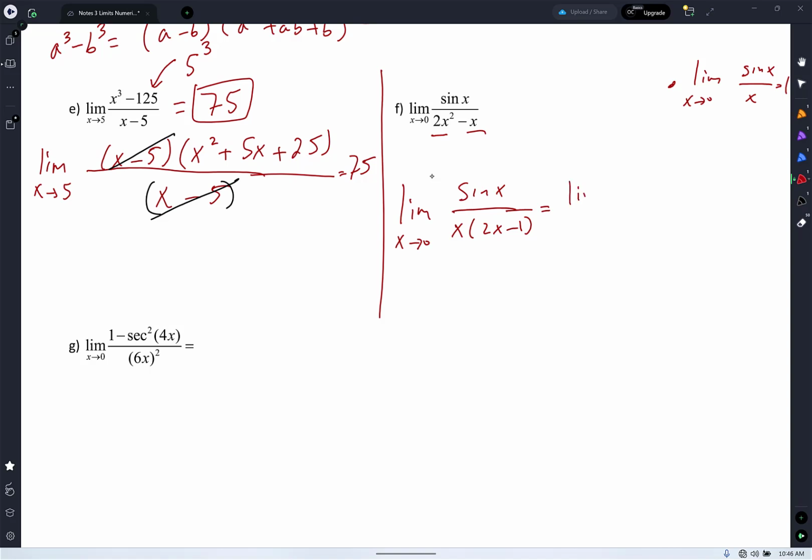Equals, write the word limit. And because you're going to have two different terms, put a giant parenthesis. We're going to multiply those terms using our properties here, right? So I'm going to group that x with the sin x. So I'm going to go sin x over x times, now I'm going to have 1 over 2x minus 1. Close it.